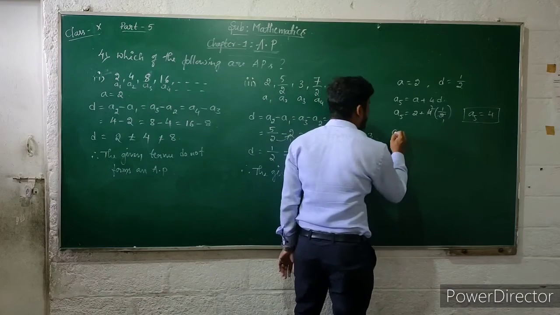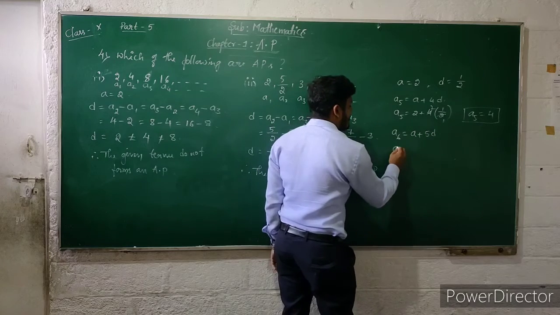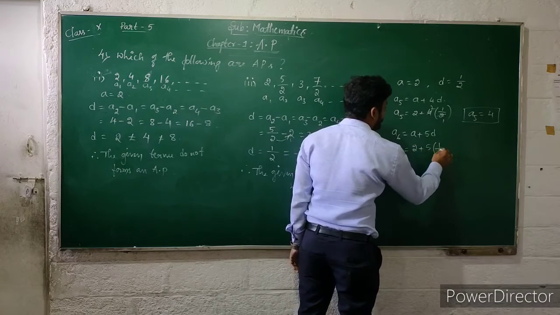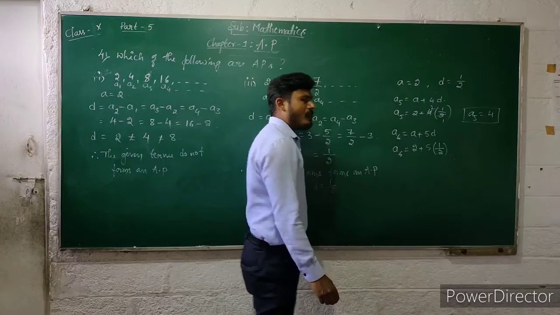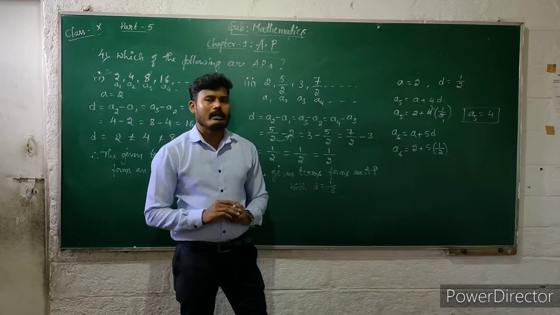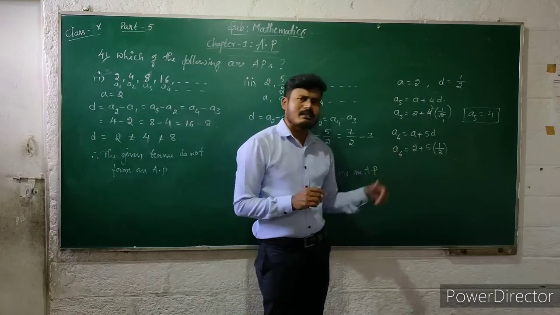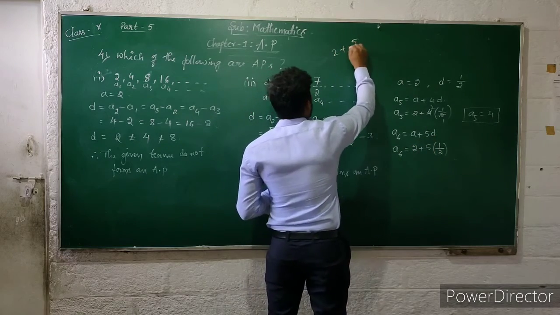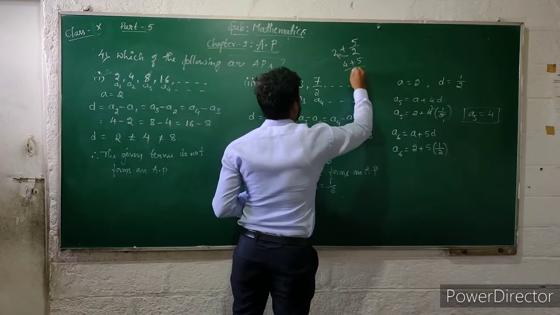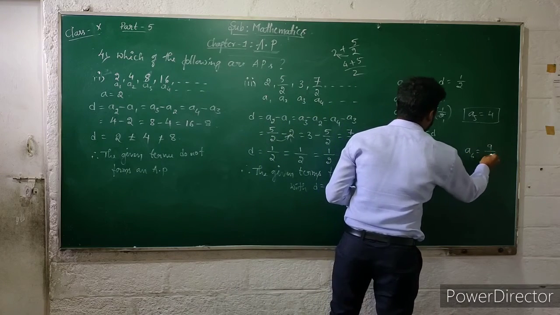Then the 6th term. a6 is equal to a plus 5d. So the 6th term is equal to a is 2 plus 5 of 1 by 2. 5 of 1 by 2 is nothing but the product of 5 and 1 by 2, which is 5 by 2, because 5 ones are 5. So then 5 by 2 plus 2. What is the sum of 2 plus 5 by 2? Multiply 2 here, we get 4 plus 5 divided by 2. Therefore a6 is equal to 9 by 2.